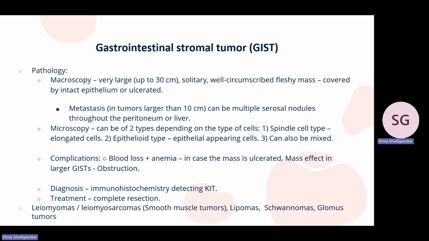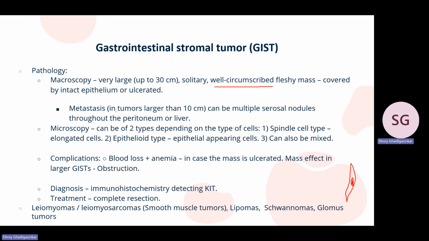Regarding the pathology, these tumors can grow pretty massive in size, up to 30 centimeters. They're usually solitary and well circumscribed. These may also be ulcerated. As mentioned, they can either be benign, borderline, or malignant. And if they're malignant, as we know, they're associated with metastasis. Microscopically, they may comprise spindle cells, which are basically spindle-shaped, or epithelioid cells, so epithelial-appearing cells, and they can also be a mixture of both of them.